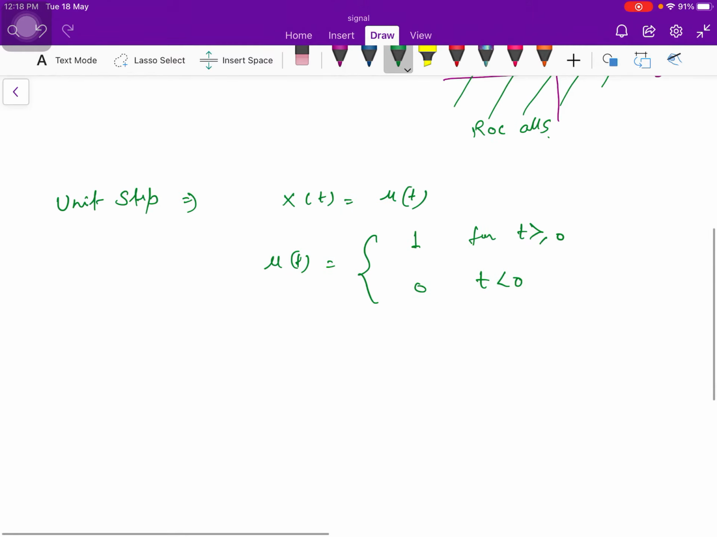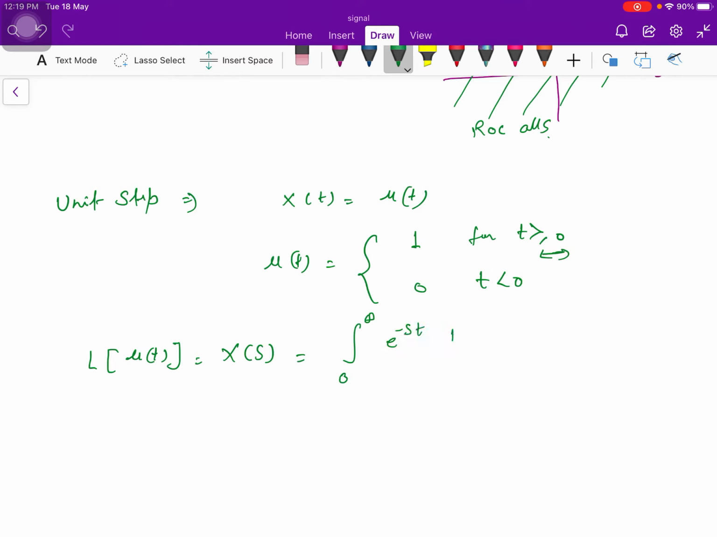So, if you want to calculate the Laplace transform of u t, which is represented by X s, it is valid for t greater than or equal to 0. So, we are taking the limit 0 to infinity, and in this integration the value of u t will be 1. So, it is the integral of 1 times e to the power minus s t dt.